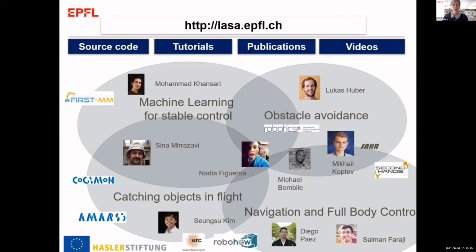And so with this, I want to thank warmly, of course, all the people who worked on this. Mohamed Kanzari was the first person to develop the idea of this stable dynamical system. Sina and Nadia worked a lot on the catching in flight, and especially Sungsu. Luca is behind all the obstacle avoidance, as well as Michael Koptev. Michael Bombile worked a lot with Salman Farji on the navigation and stability of the locomotion, and Diego is behind the wheelchair robot. With this, I will stop, and if there are questions, then I hope we have time for this.